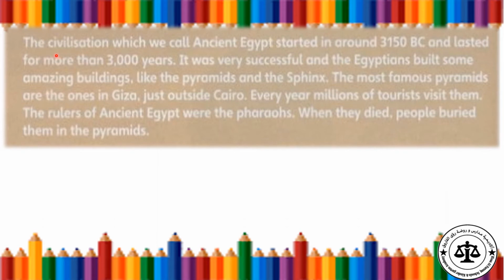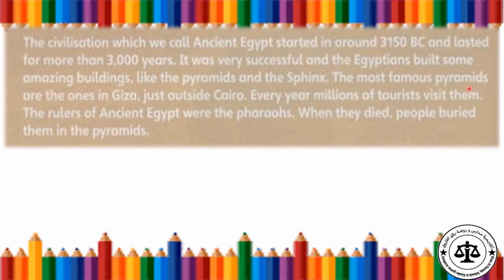So, here the civilization which we call ancient Egypt, civilization means الحضارة. الحضارة اللي بيطلقوا عليها اسم ancient Egypt started متى بدأت حضارة مصر القديمة in around 3150 BC أي قبل الميلاد and lasted for more than 3,000 years. It was very successful and the Egyptians built some amazing buildings. So هاي الحضارة كانت very successful ناجحة and the Egyptians المصريين built some amazing buildings like what? Like the pyramids and the Sphinx.